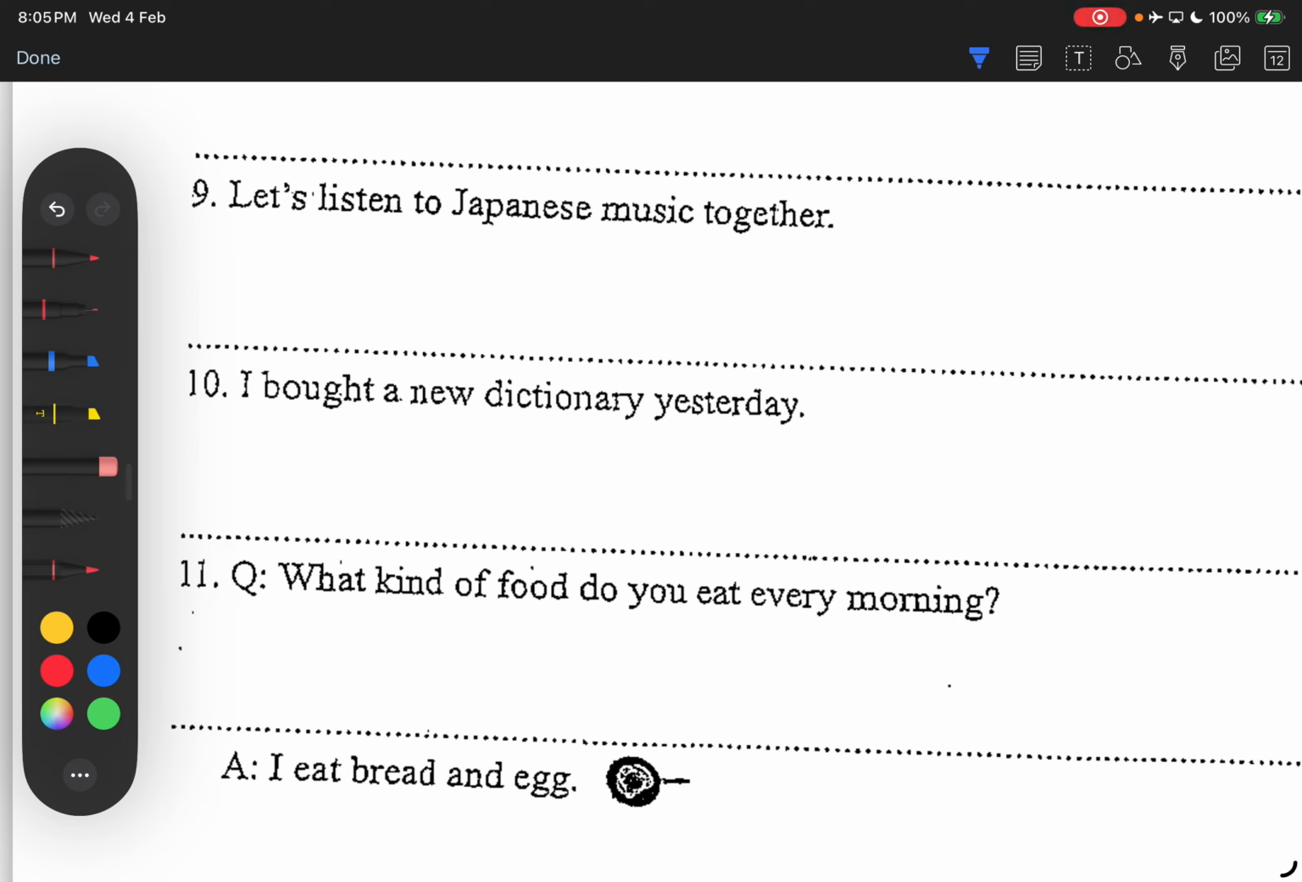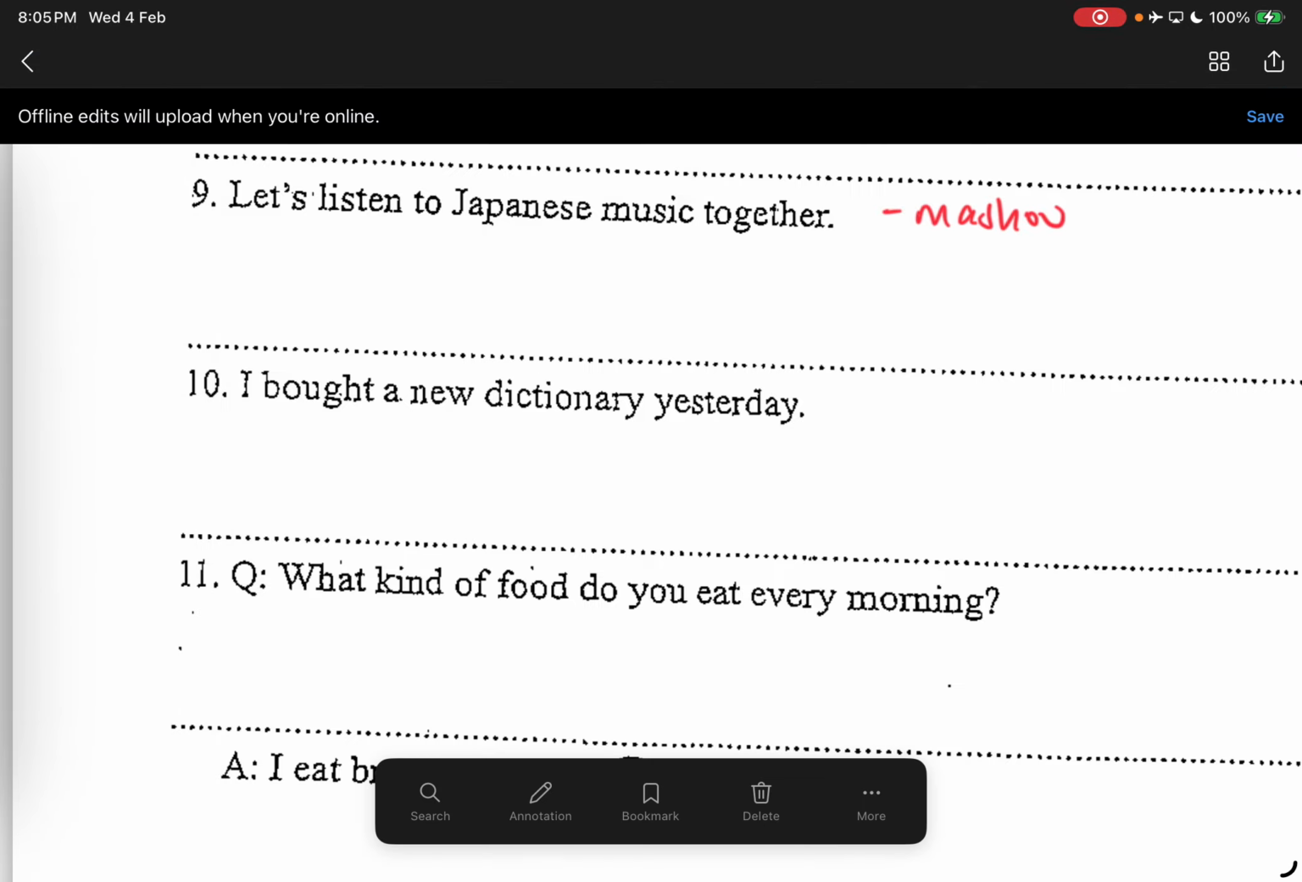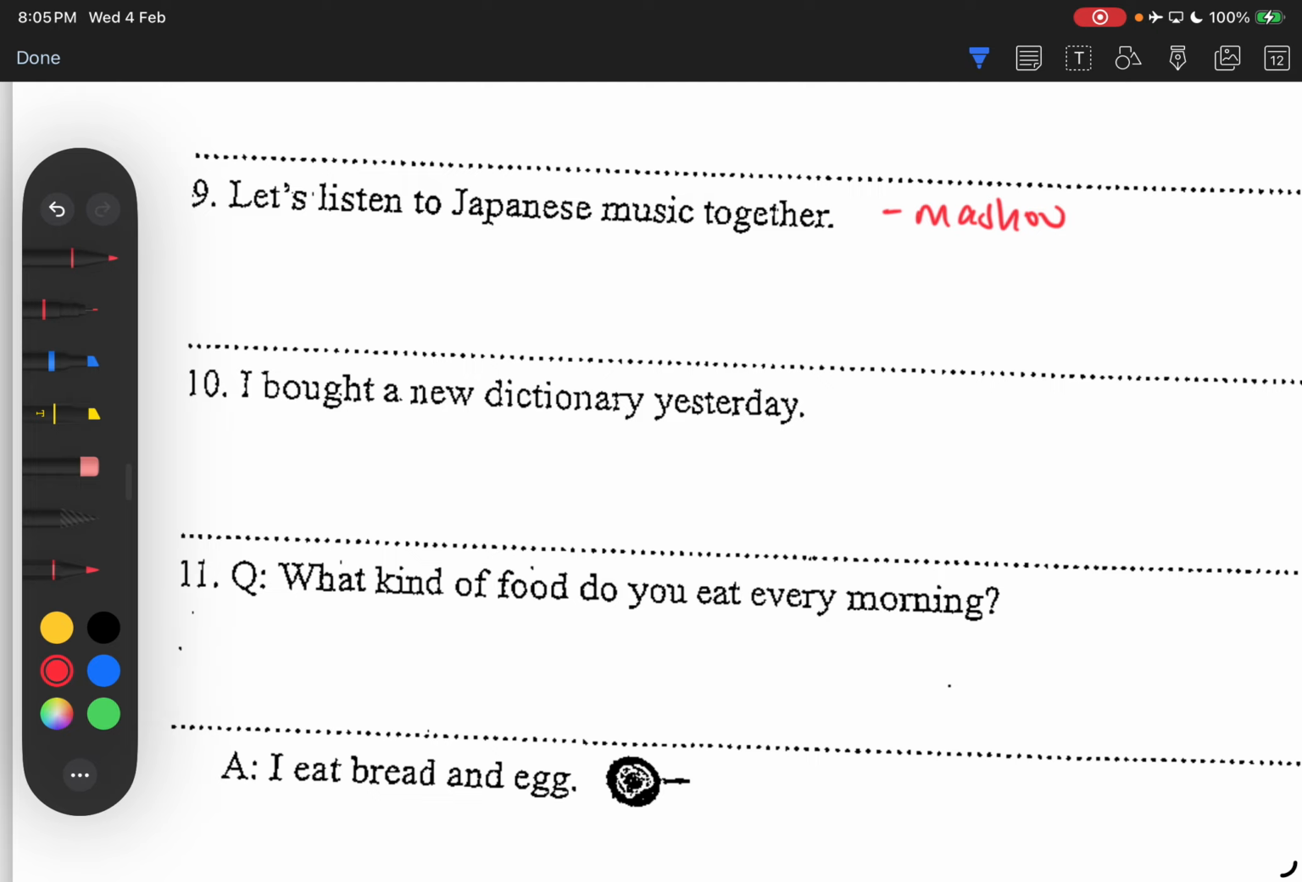So the grammar form here that we learned is masho. Remember masho? We learned this before. The answer can be shimasho, ikimasho.